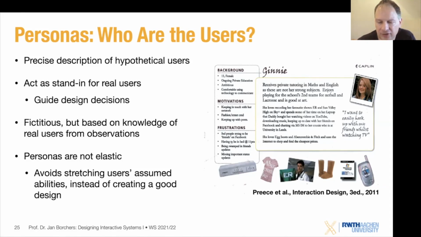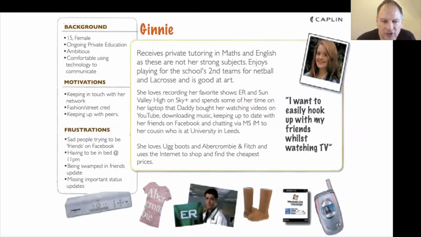Here's an example of one of those personas, also taken from Jenny Priest's book, and I'm going to zoom in on that. This is a persona for a teenage girl, and you can see here she's called Jenny. She's got a name. We've taken some random stock photography to give her a face. And she's 15, female, in private education, ambitious, comfortable using tech to communicate. Her motivation is to keep in touch with her network of friends. And she wants some street credibility and to know about the latest fashion trends and keep up with her peers.